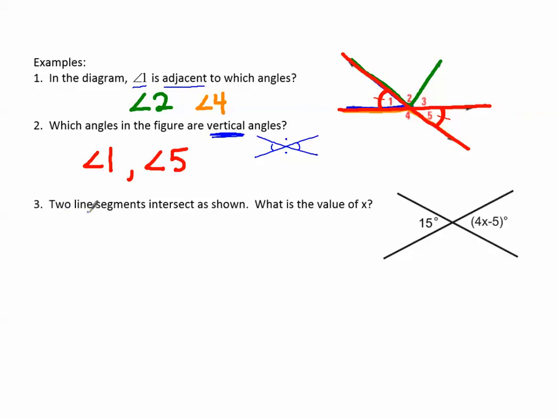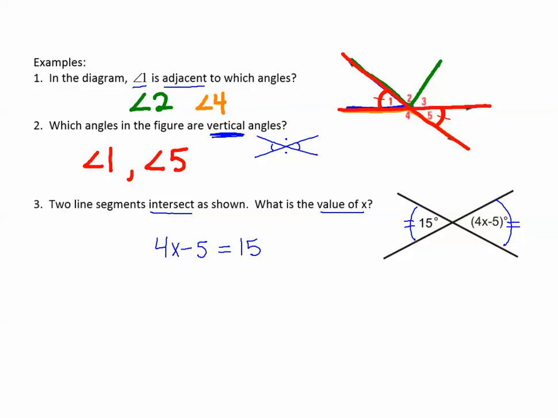Number 3, two line segments intersect as shown. What is the value of x? So I see the line segments intersecting, which means that these angles that have degree measures are congruent. This angle is congruent to this angle because they are vertical angles. They are across from each other from intersecting line segments. So if they are the same measure, I can make an equation that shows that they are equal. 4x minus 5 equals 15. When I'm solving for x, I like it to be on the left.